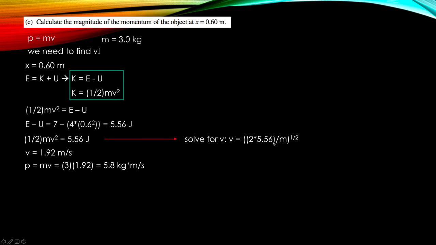And here I just did the math. 2 times 5.56 divided by m, and then all of that's square rooted. So once we found v, we can just plug that back into this equation. P is equal to mv, and m is 3 kilograms, v is 1.92, and that's all equal to 5.8 kilograms meters per second.